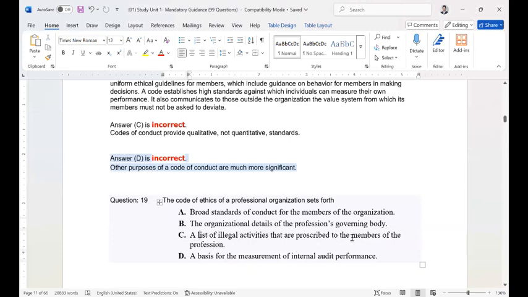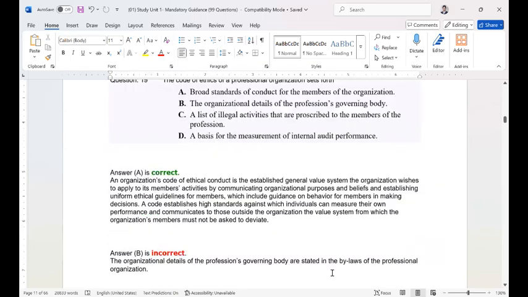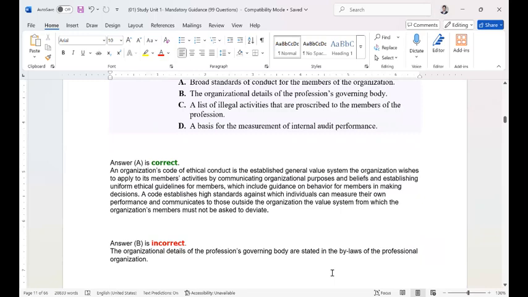The members of the profession. Yeah. The basis for the measurement of internal performance. That is the standards, no? So A, can you see? Can you read A? Can you read the answer, please?